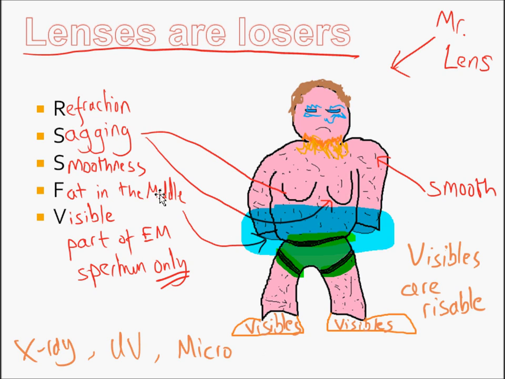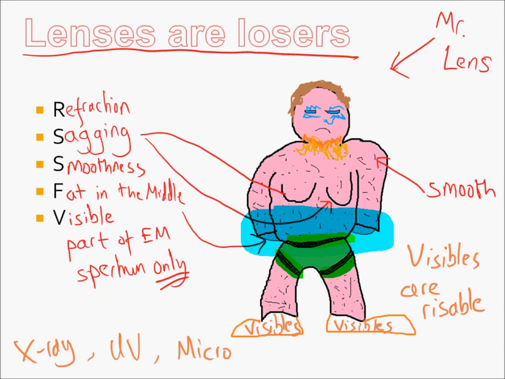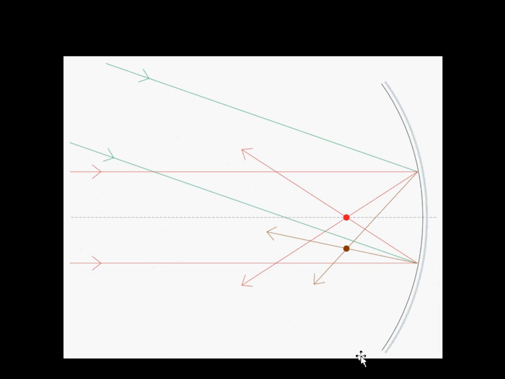So check out this guy. Refraction, sagging, smoothness, fat in the middle, visible part of the spectrum only. He's not got what it takes to perform the best image. Surely not. Hopefully this is a way to help you to remember some of the disadvantages of using lenses to make your telescope. Alright, so let's use a mirror instead. Let's use a mirror, and then that way we can get a better image that doesn't suffer these negative effects.